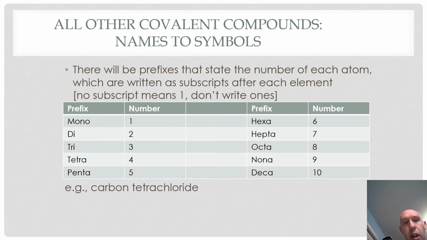So here's a good name, carbon tetrachloride. The word carbon has no prefix, so it's just the letter C for carbon. The next word is tetrachloride. The chloride means that I'm dealing with the element chlorine, and the prefix tetra stands for 4. So remember, the number of the atoms goes after that particular element. So tetrachloride means Cl4.